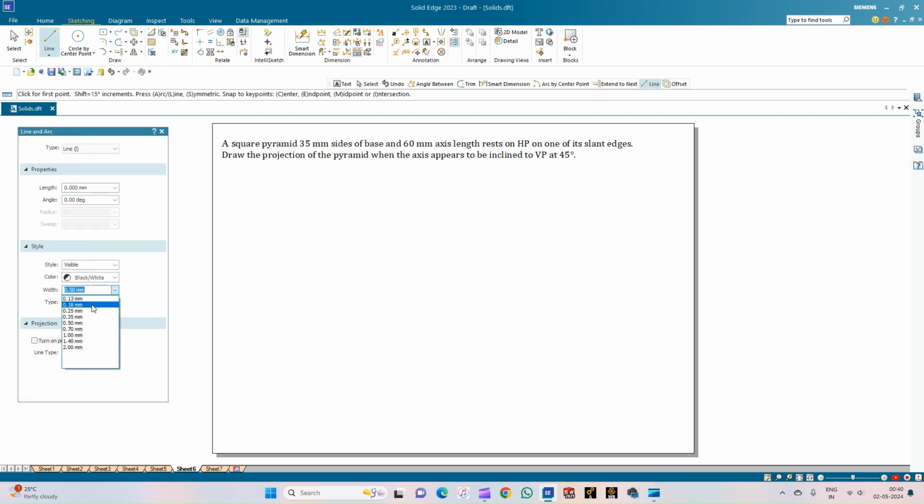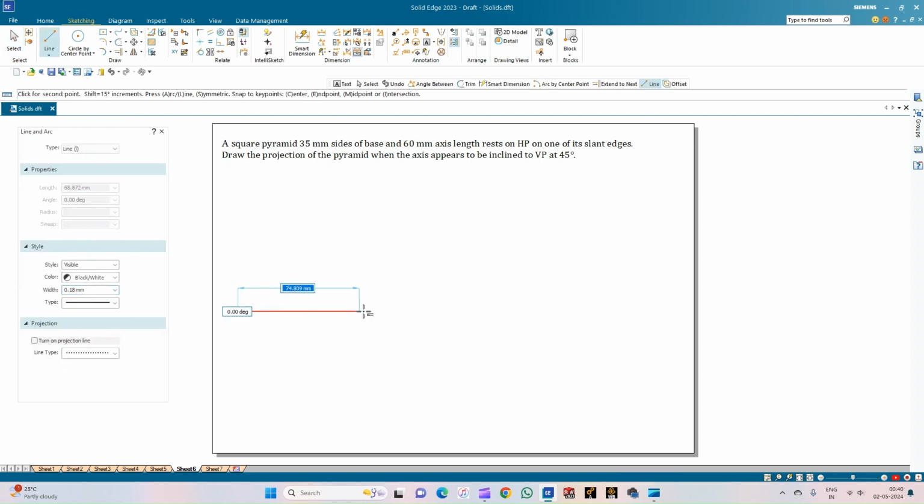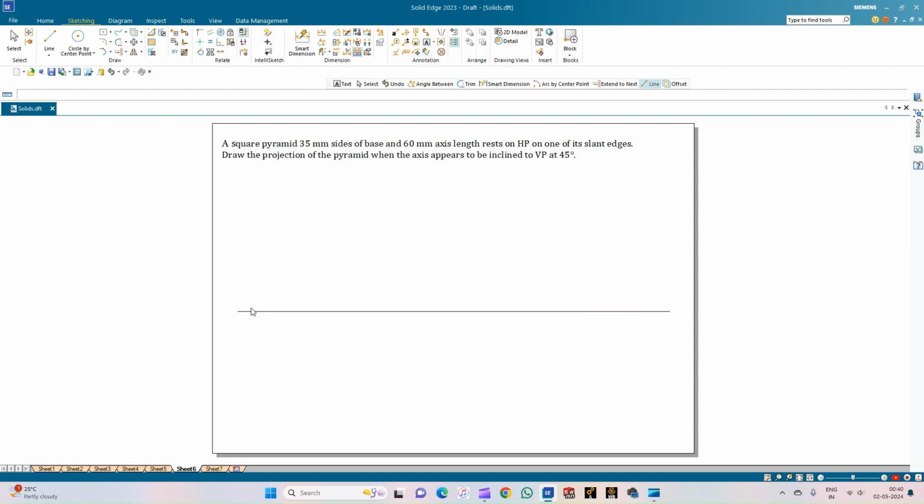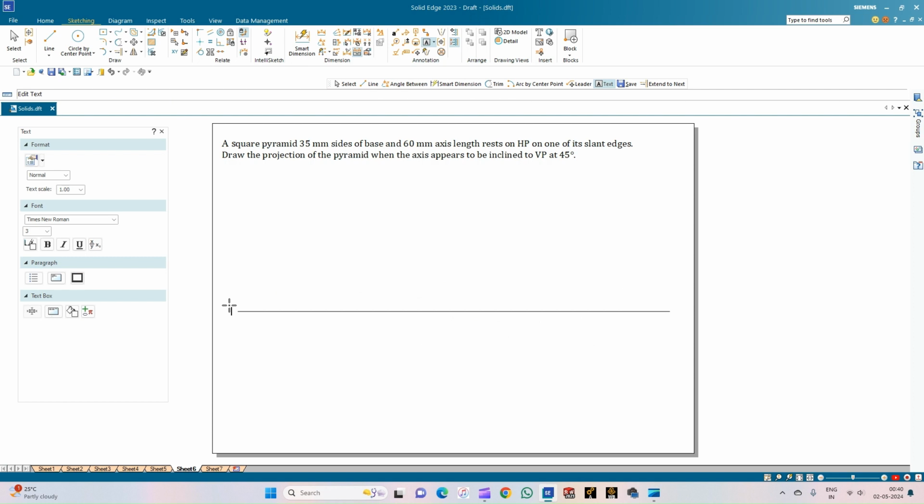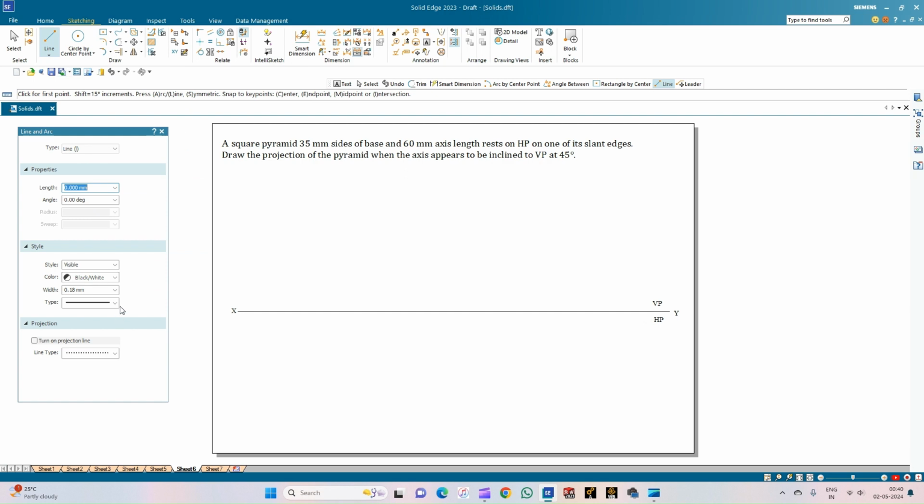First let us begin by drawing a line of any arbitrary length of thickness 0.18 and then annotating this line as x and y, and also the reference planes as VP and HP. Let us try to draw the top view of the square pyramid resting on one of its corners. So first let us draw a square of 35 edge length.